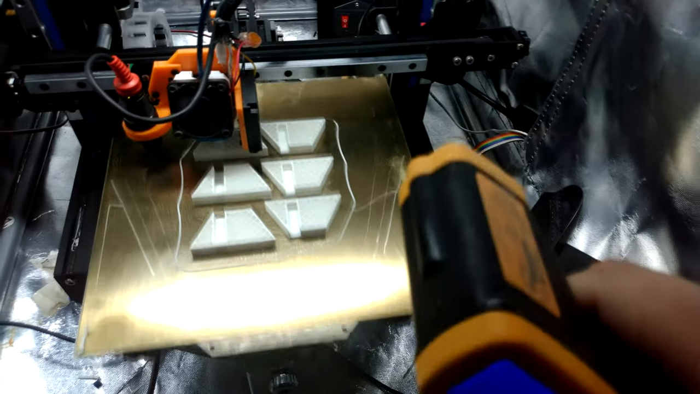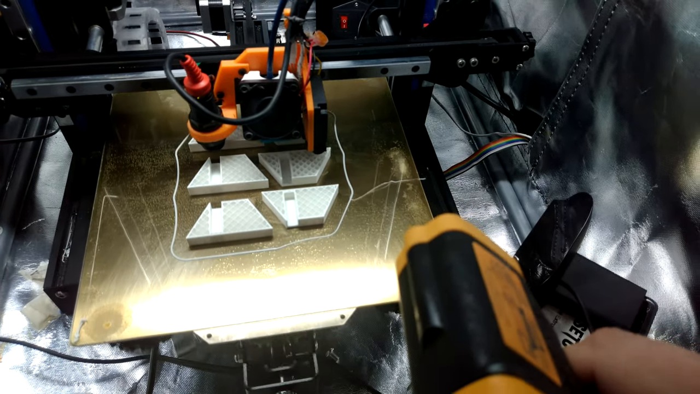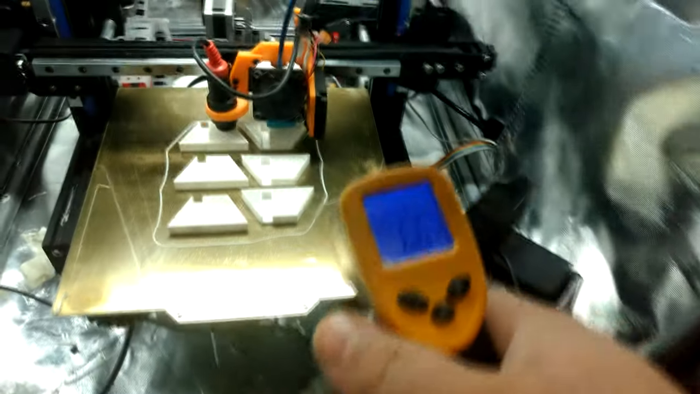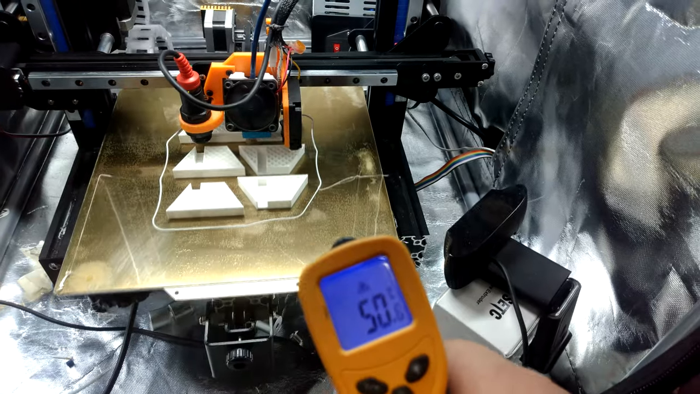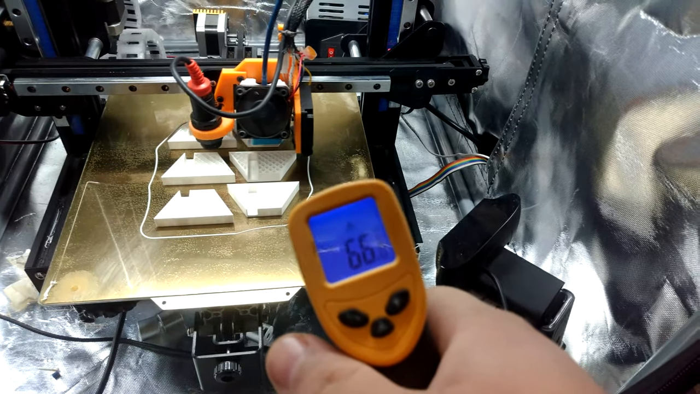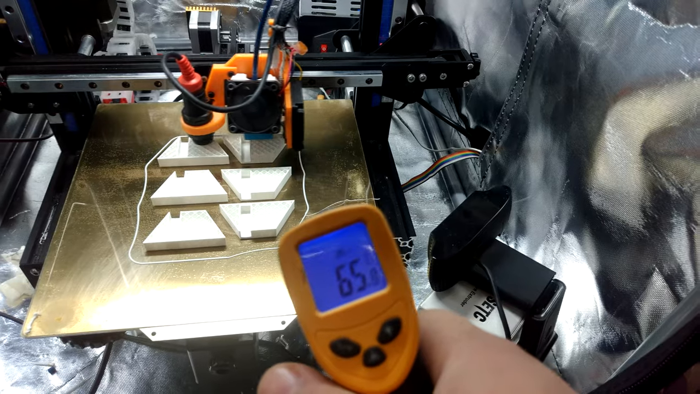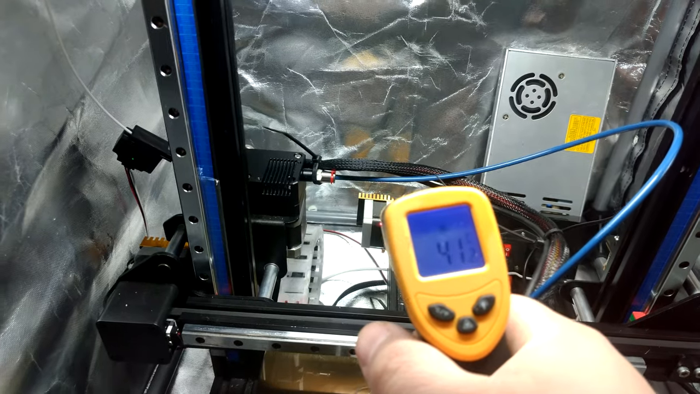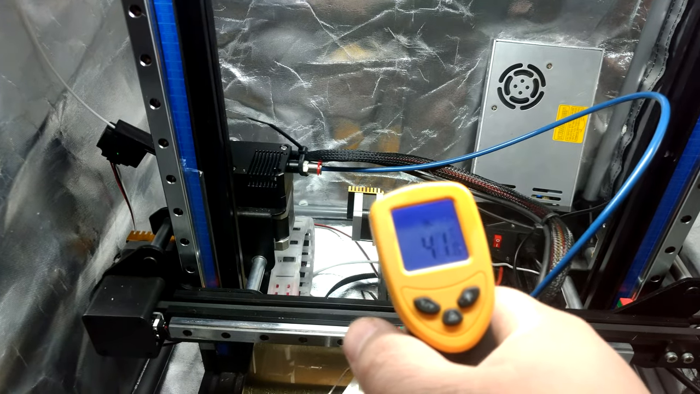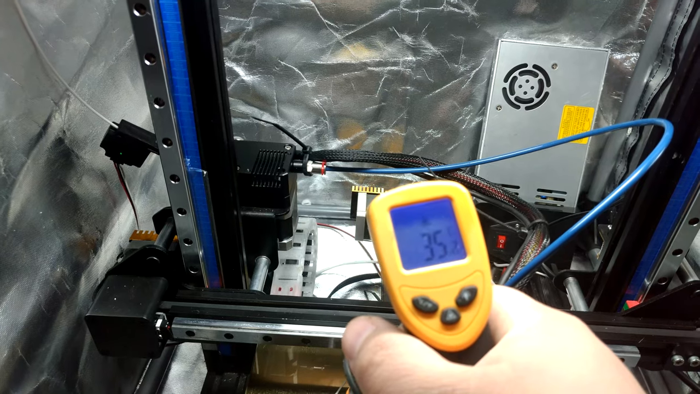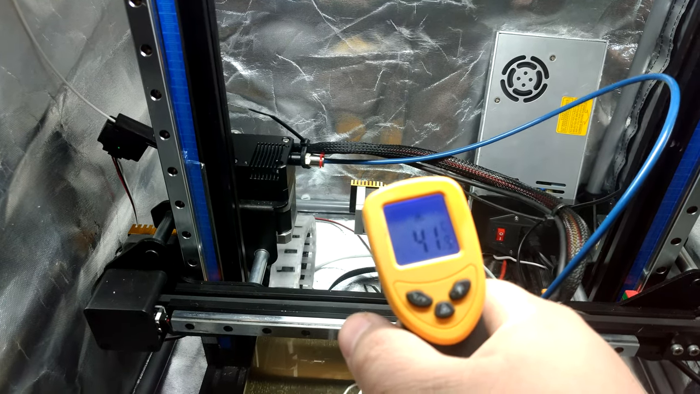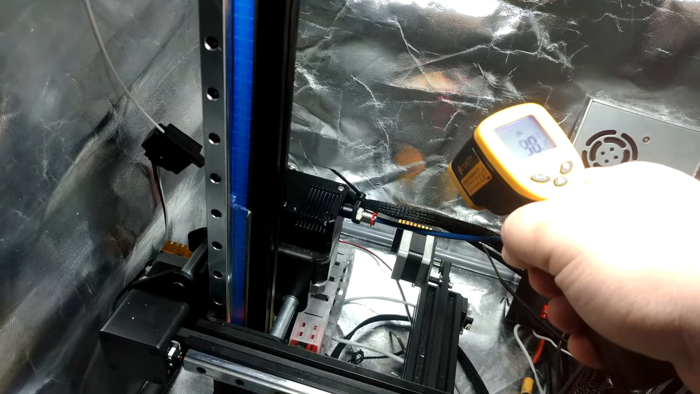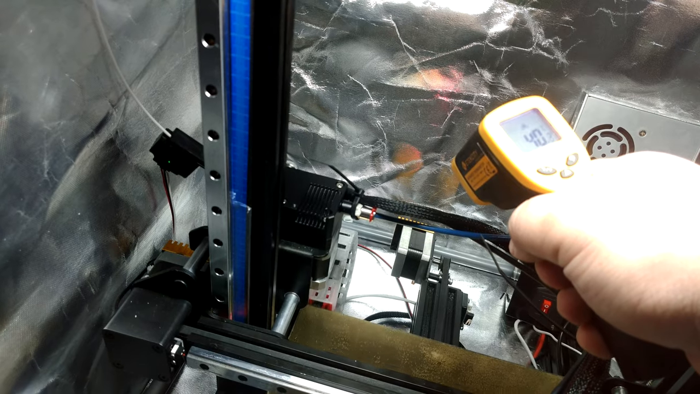Keep in mind, reflective surfaces do not read very well with devices like this, but I've got my bed set to 65 degrees Celsius. If I point my little temperature gun at the bed, it's about that, so we're reading relatively accurately. Let's take a measurement of the motor, 41 degrees Celsius. I'm trying to keep it right in the middle there. So 41 degrees Celsius. If I try and aim it at the heat sink, 40 degrees Celsius.